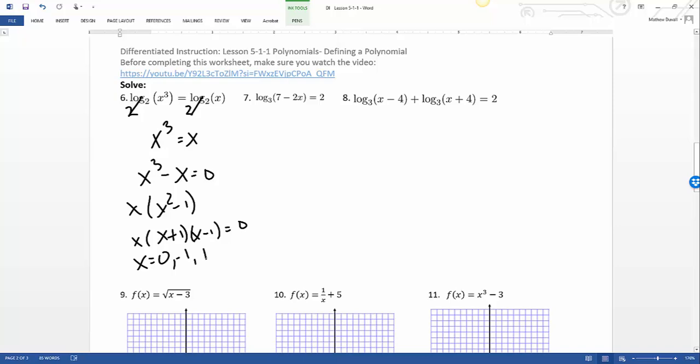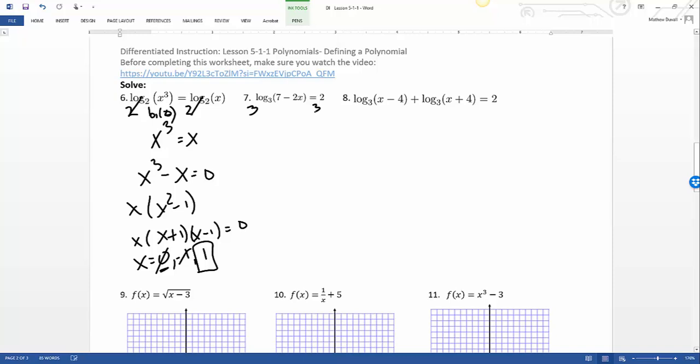But now we have to check for extraneous solutions. If I plugged in 0, I get log base 2 of 0. You can't have a 0 inside of a log. If I plug in negative 1, I get log base 2 of negative 1. You can't have a negative inside of a log. But if I plug in positive 1, it's going to work.